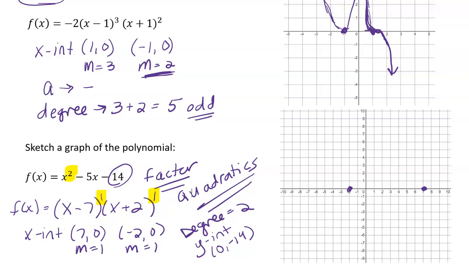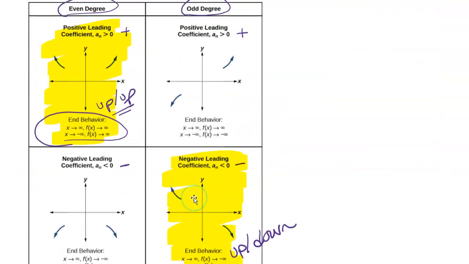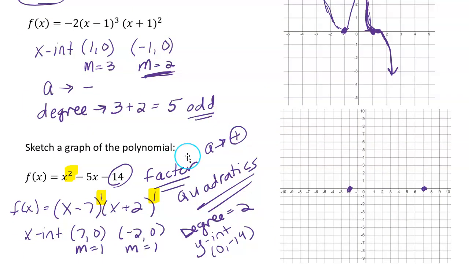And our degree is 2, and our a value is 1, so our a value is positive and our degree is even. Going back to the chart here, a value is positive and degree is even, so we're back into this first one that we used earlier. And so you want that up behavior, and you just want your graph to show that multiplicity of 1 through there. I'm actually going to let it run off the screen a little bit because of the y-intercept.